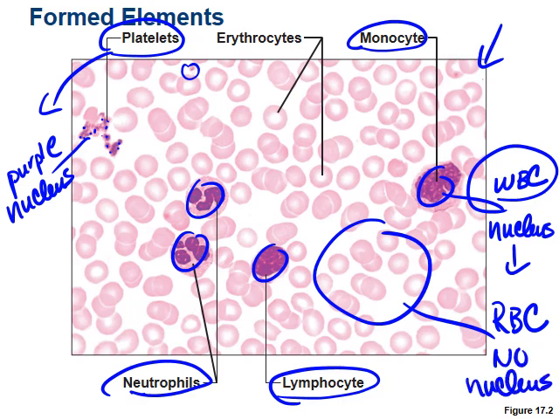The other thing to notice is numbers. You have much higher number of red blood cells and a lower number of white blood cells just normally. If you were sick with some sort of infection, then this might be covered with white blood cells.